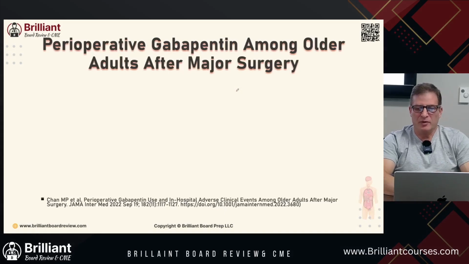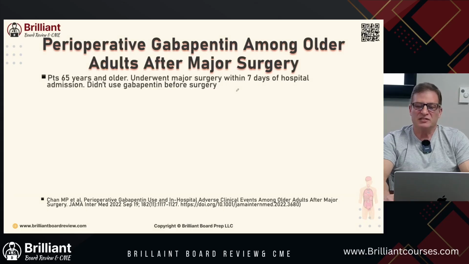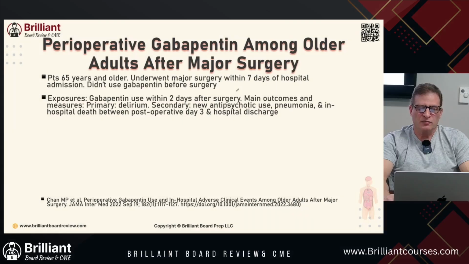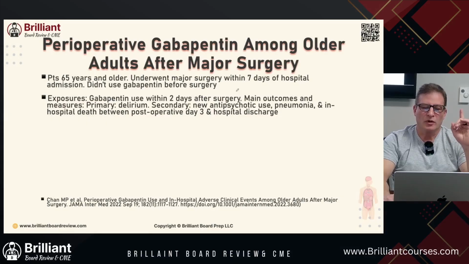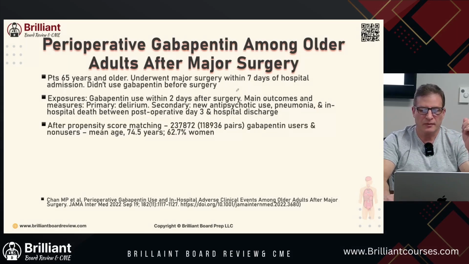Another story on gabapentinoids: giving preoperative gabapentin among older adults after major surgery. The thought process was, if we give the gabapentin, are we going to reduce pain? So what happened? Patients 65 and older underwent major surgery within 7 days of hospital admission and didn't use gabapentin before surgery. Exposure was gabapentin use within 2 days after surgery. Main outcomes were delirium; secondary outcomes were new antipsychotic use, pneumonia, and in-hospital death between postoperative day 3 and hospital discharge. This is what they're looking at.